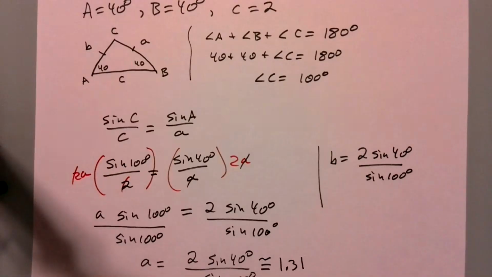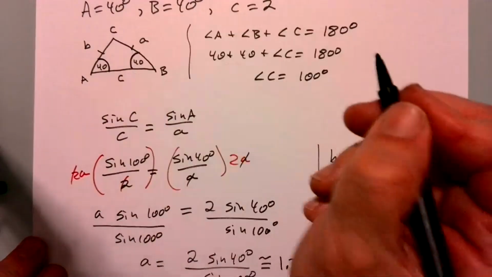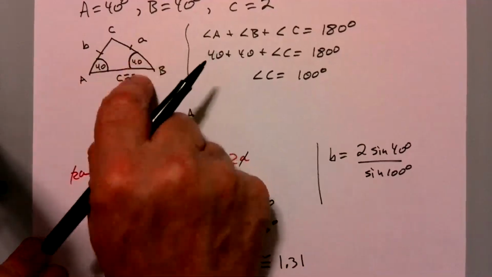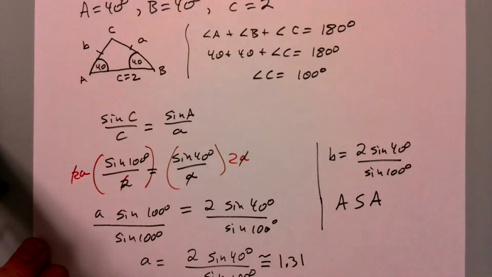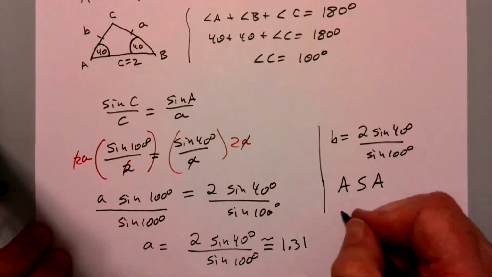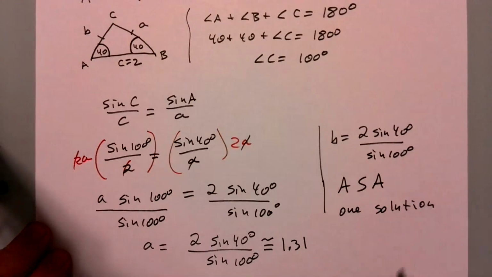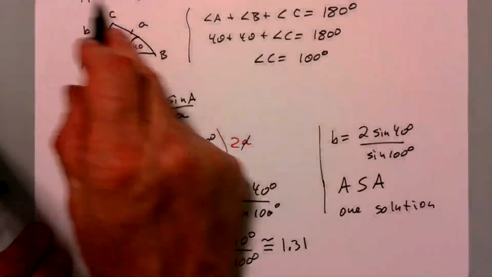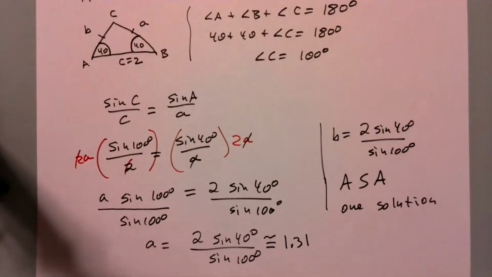Now, what kind of a triangle did I have? I gave you angle A. I gave you this angle. I gave you this angle, and I told you c was 2. So I have two angles, I have A A with the side in between. So this case is an ASA triangle. When I am given an ASA triangle, we always know that we have one solution, which we've done. So I have little a, little b, angle C, angle A, angle B, little c. I have completely solved that triangle. All right.